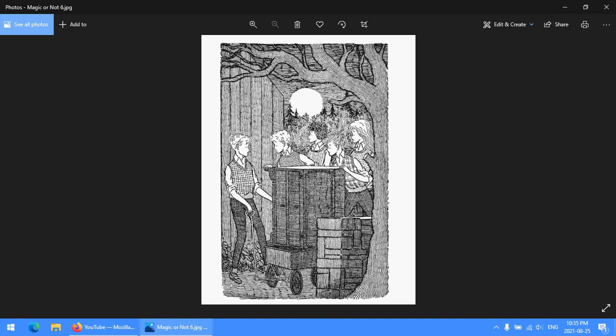So they find this desk that, as I said, was supposed to be found and put together, and here we go.